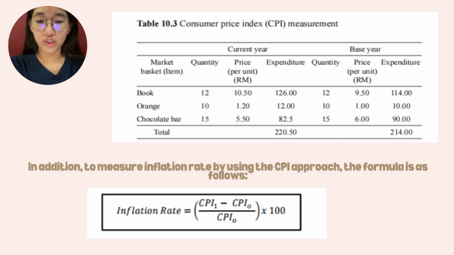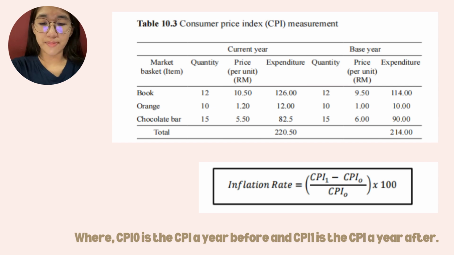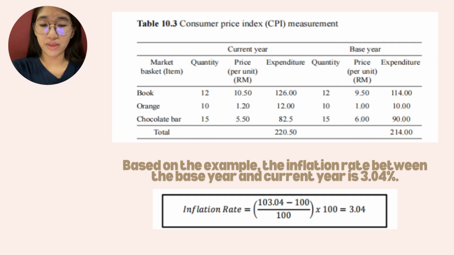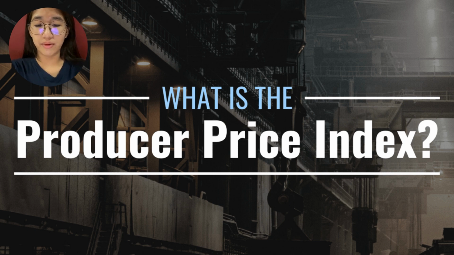In addition, to measure inflation rate by using the CPI approach, the formula is as follows, where CPI 0 is the CPI a year before and CPI 1 is the CPI a year after. Based on the example, the inflation rate between the base year and current year is 3.04%. The calculation is as follows.